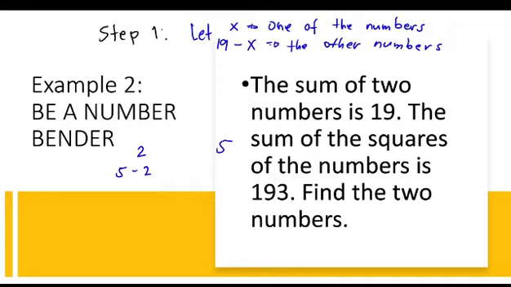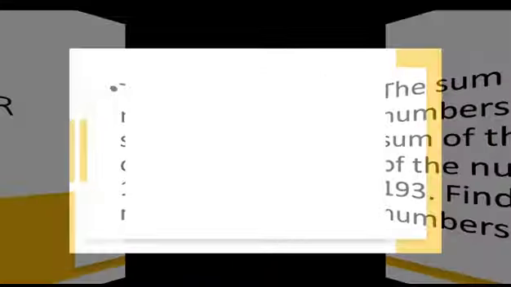Tapos, magdi-devise tayo ng plan. Going back, step 2 tayo. Sulat lang natin ulit that x will be the one of the numbers.